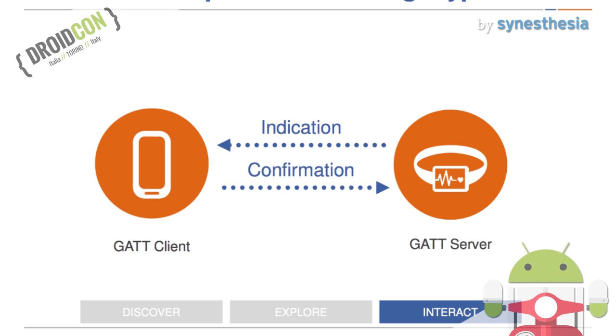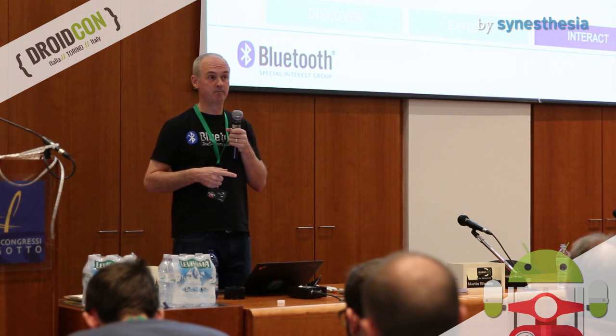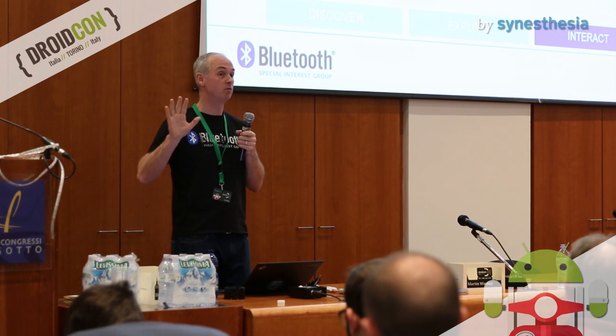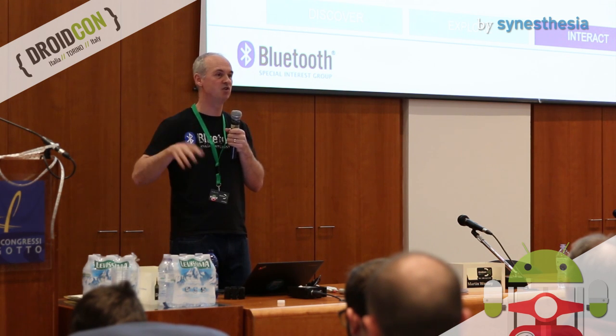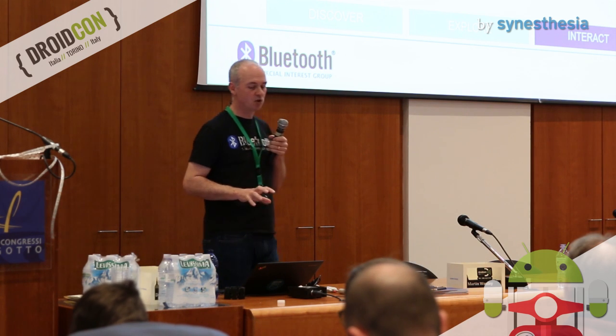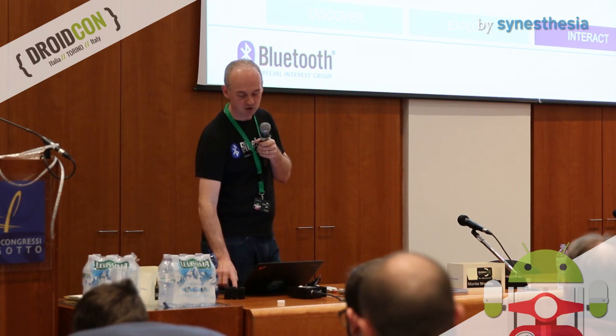But we can go the other way as well. So servers, like the lighting product, can send things called indications to the client. And in the case of an indication, a reply is expected. I want to know that you received that indication, which contains a new value or something. So the response to an indication is called a confirmation. That's a type of message.